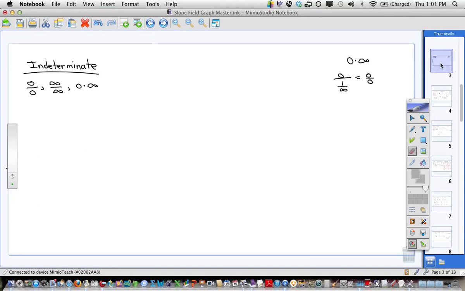Or I could do it the other way. I could take infinity divided by the reciprocal 1 over 0. Well, what's another way of thinking 1 over 0? Infinity. So this would essentially be infinity over infinity. So depending how I want to do it, I could take 0 times infinity and turn it into one of those other two. Just by thinking of it that way. Okay. So this is indeterminate.